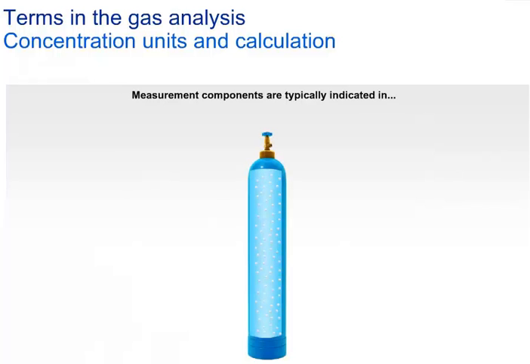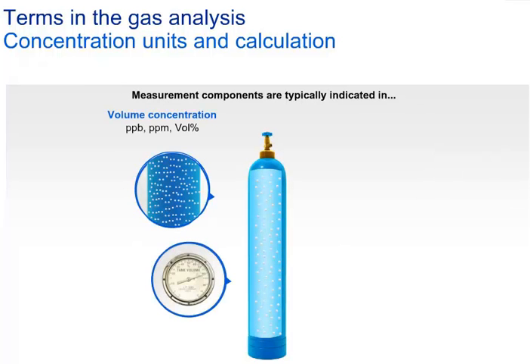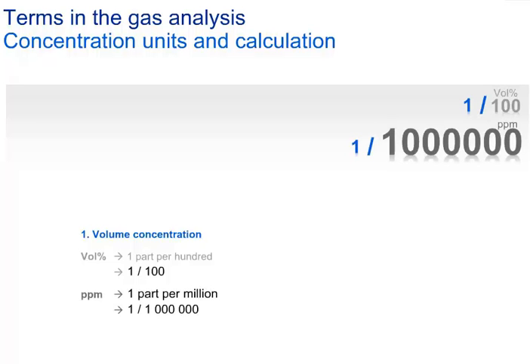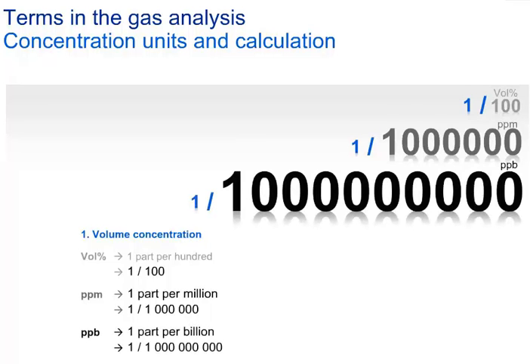Measurement components are typically indicated in volume concentration: ppb, ppm, volume percent, or mass concentration: milligrams per cubic meter, grams per cubic meter, kilograms per cubic meter. 1. Volume concentration. Volume percent means 1 part per 100. ppm means 1 part per million. ppb means 1 part per billion. 1 volume percent equals 10,000 ppm.